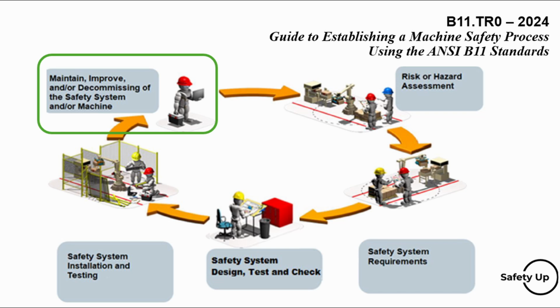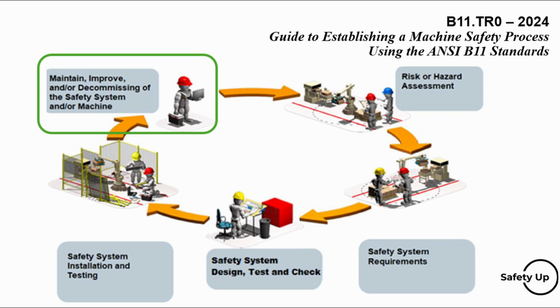Guidance for the inspection of risk reduction measures, including engagement of the top management and the PDCA process for improving safety culture, can be found in B11.TR0, Guide to inspection of risk reduction measures. Requirements for modifications to a machine along with normal maintenance requirements for the safety system can be found in B11.0.